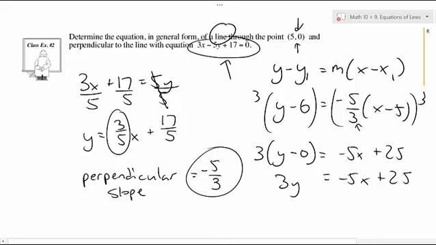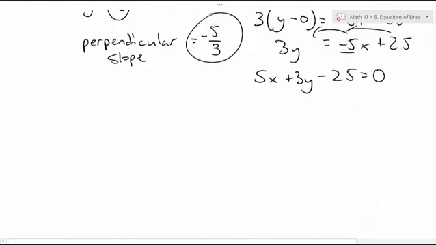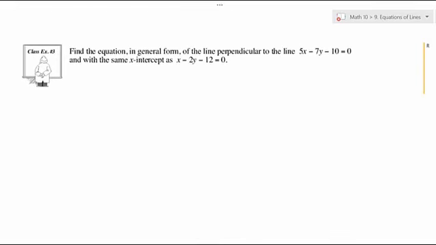We want to put everything on one side of the equal sign, so we're going to put everything over here. So we have a negative here. When we have it on the other side of the equal sign, it's going to be a positive. That's 5x plus 3y. And we've got this 25 here. We're putting it on the other side, so it's going to be a negative 25. And that equals 0.